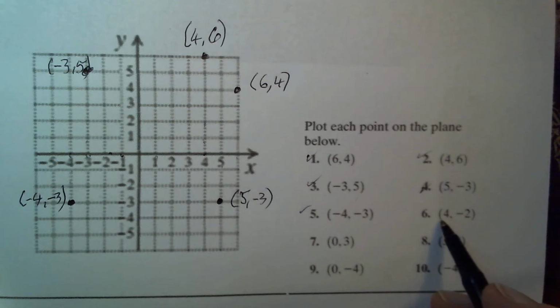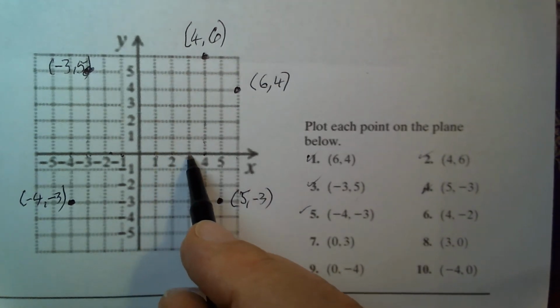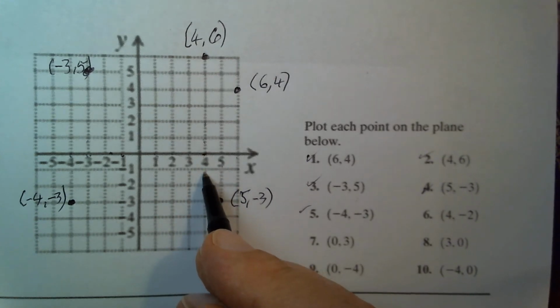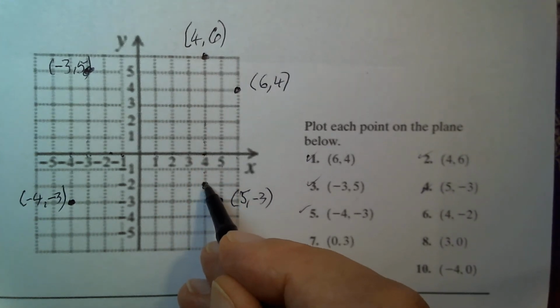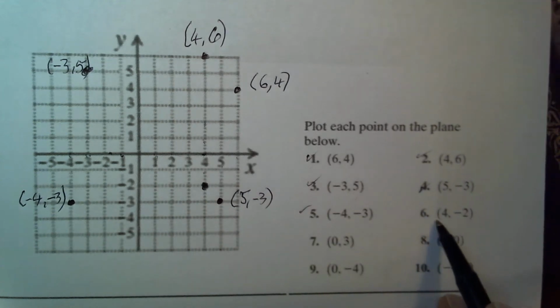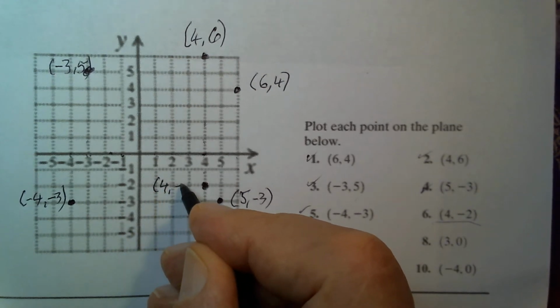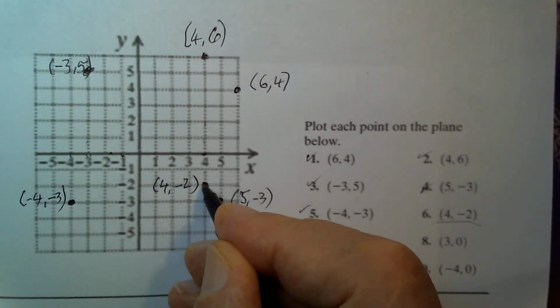Then we have the point 4, minus 2. So that means we go 1, 2, 3, 4 to the right and 1, 2 down. So this is a point with coordinates 4, minus 2. This one here.